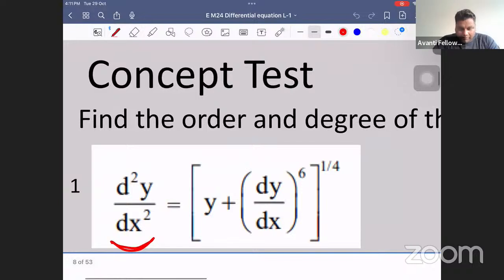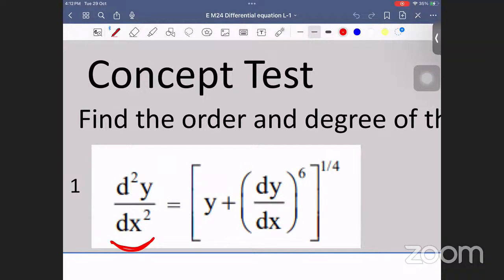Okay. So Vedant, can you tell me the order and degree of this differential equation? Vedant? Sir, order 2 and degree 4. Order 2 and degree 4. Very good.